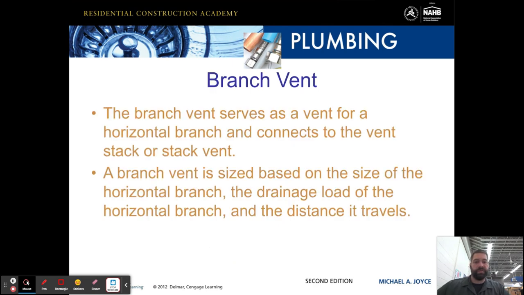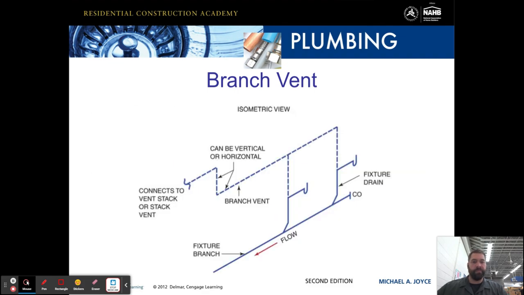A branch vent serves as a vent for a horizontal branch and connects to a vent stack or stack vent. A branch vent is sized based on the size of the horizontal branch, the drainage load of the horizontal branch, and the distance it travels. Here's an isometric view of our branch vent.